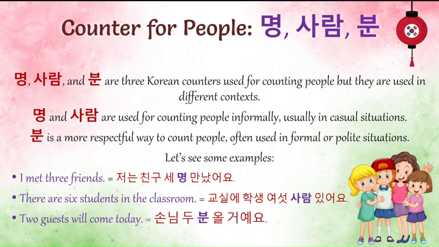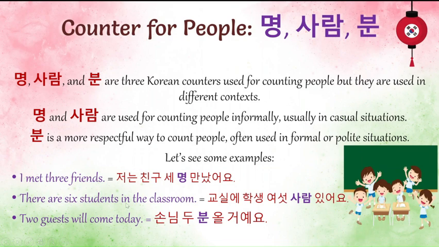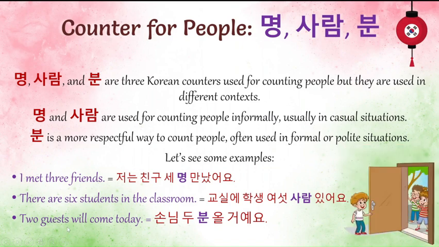Okay? Next is, there are 6 students in the classroom. 교실에 학생 6사람 있어요. 교실 is classroom and 6 students. Student is 학생. 6 is 여섯 and I have used the counter 사람. 학생 6사람. Okay?